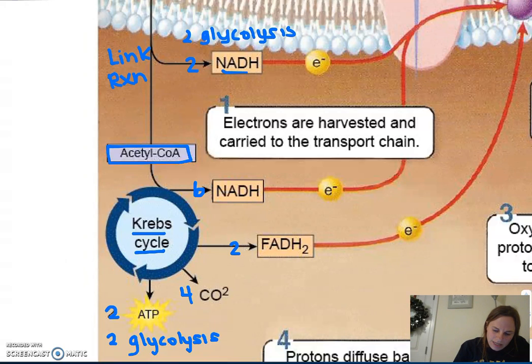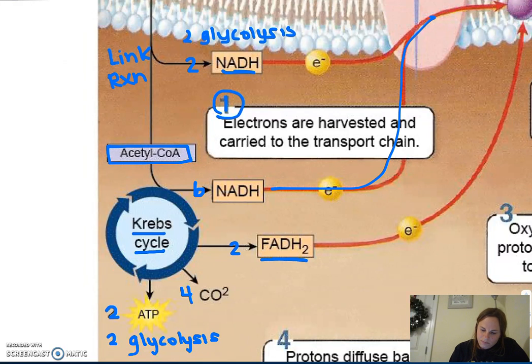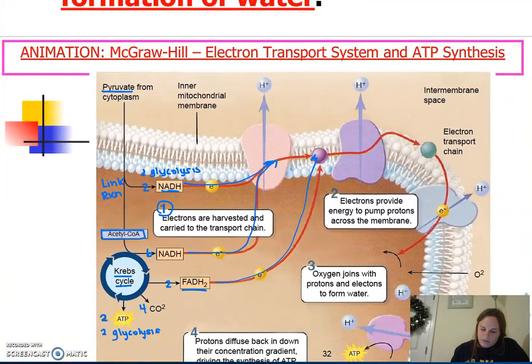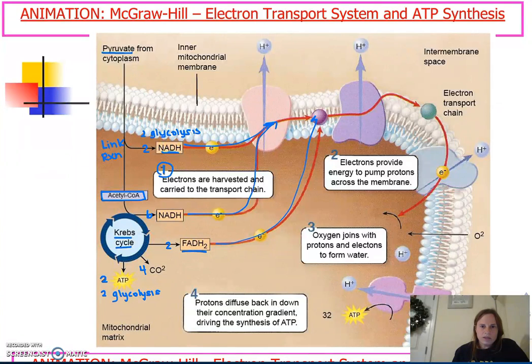Now, our NADH and our FADH2 are our electron carriers. So electrons are going to be harvested and carried to the transport chain, meaning NADH and FADH2 are going to lose their electrons. They're going to give up their electrons. Their electrons are going to be oxidized. And those electrons are going to become part of the electron transport chain.